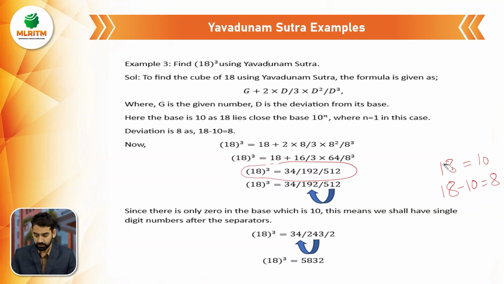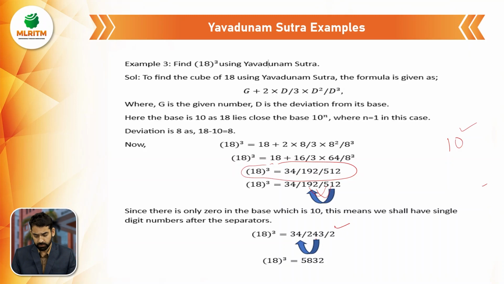Now here we need to understand that as the base is 10, it has a single zero, but to the right of the separator we have 3-digit numbers. So to make them single digit numbers, we need to move the numbers to the left. We start from here. 512 is a 3-digit number. That means we have to add this 5 to this 9 and this 1 to this 2, which becomes, after adding 51 to 192, 243, and here we are left with a single digit number 2.